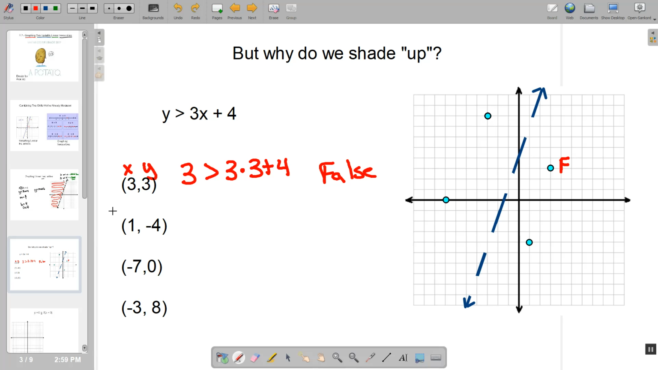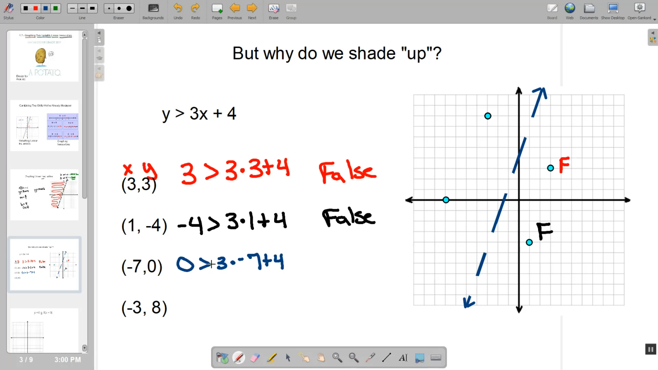Now let's plug in the point (1, -4). So that becomes negative 4 is greater than 3 times 1 plus 4. That's 3 plus 4 is 7. Negative 4 is not greater than 7, so this one is also false. False over here. For the points down at the bottom, I get 0 is greater than 3 times negative 7 plus 4. This is negative 21 plus 4 is negative 17. 0 is bigger than any negative number, so that makes this one true, which is right here.